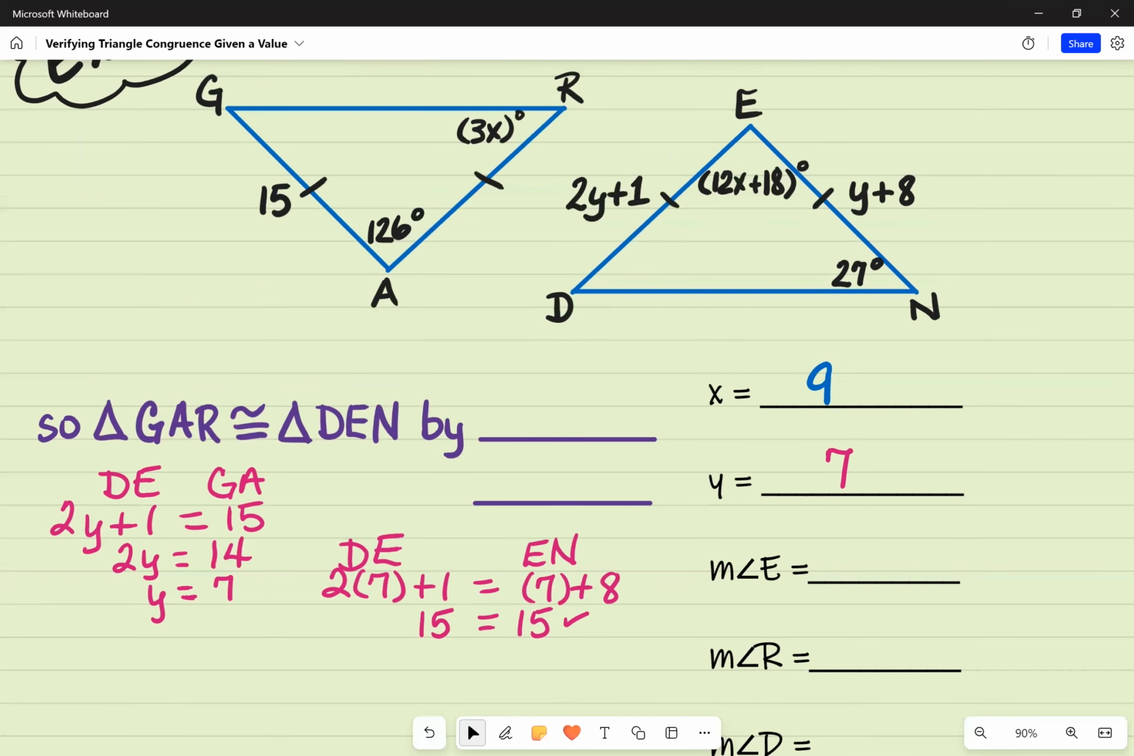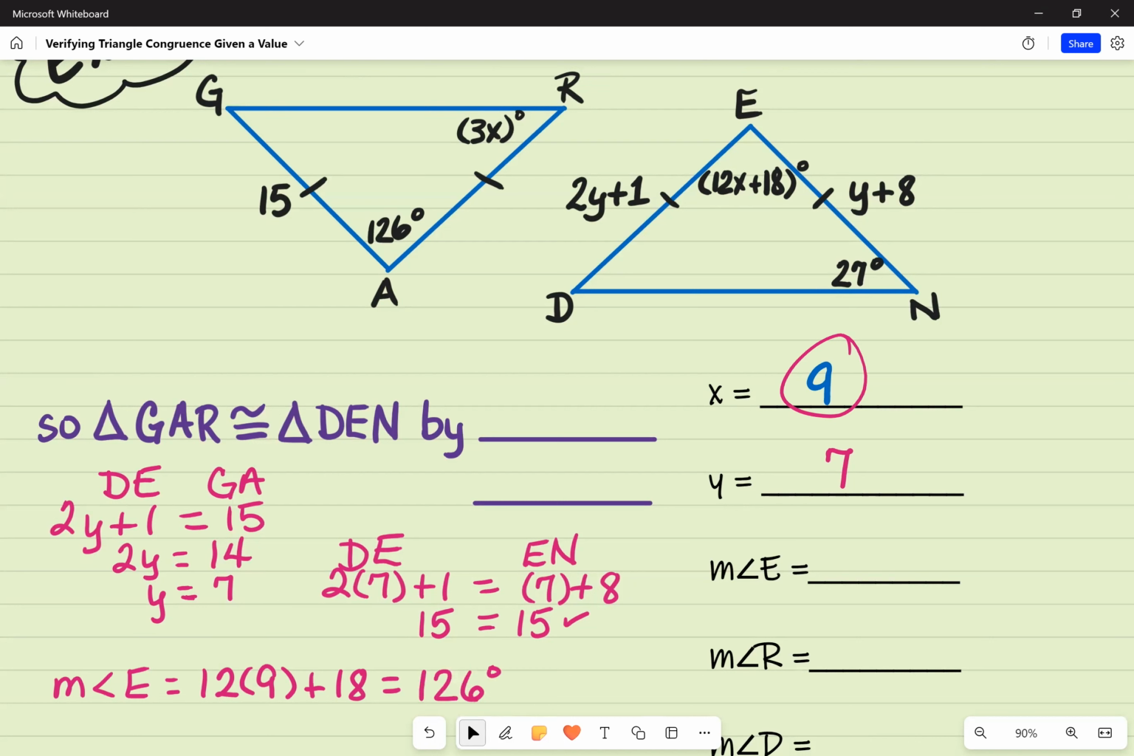So we're looking for the measure of angle E, which is given as 12x plus 18. Now we already know what the x value is because it was already given. So for the measure of angle E, just go ahead and substitute in. So 12 times 9 plus 18. And 12 times 9 is 108. 108 plus 18 is 126 degrees.